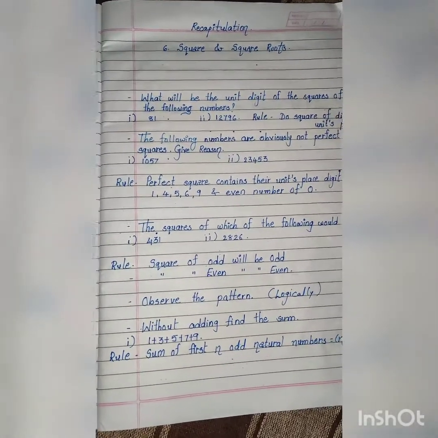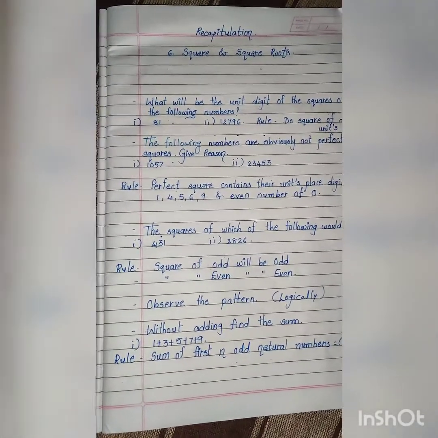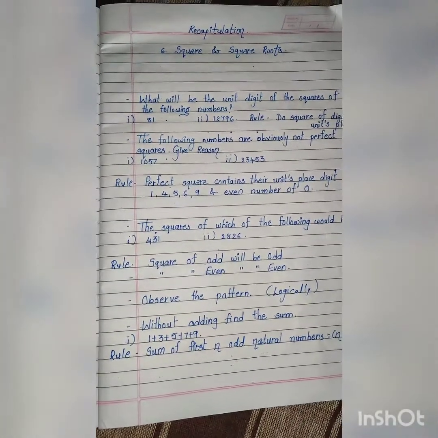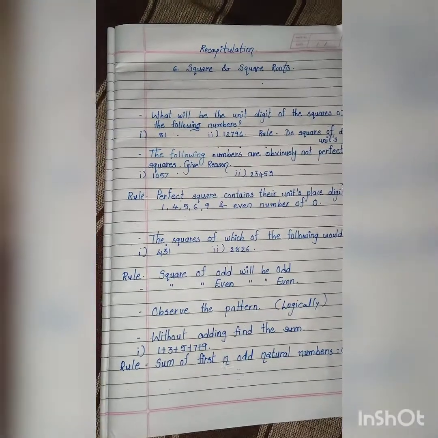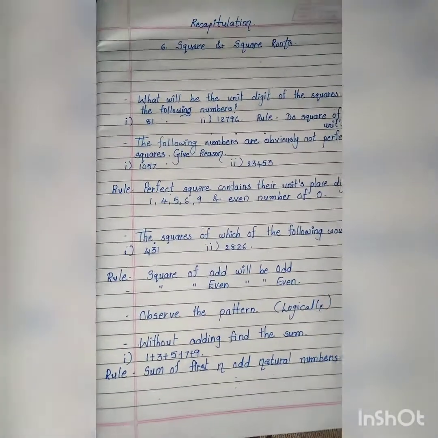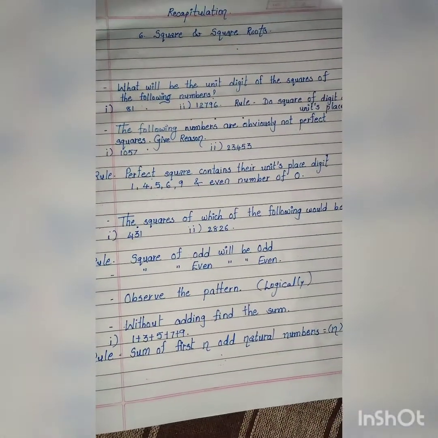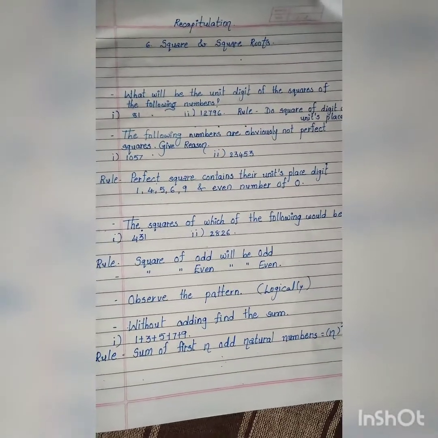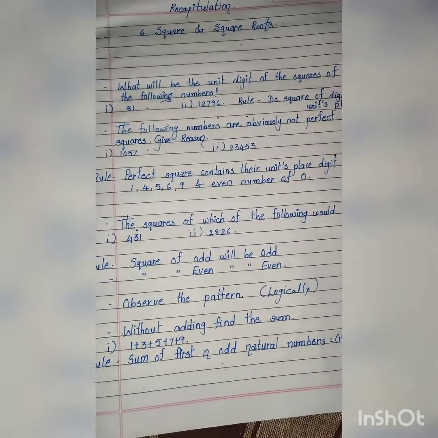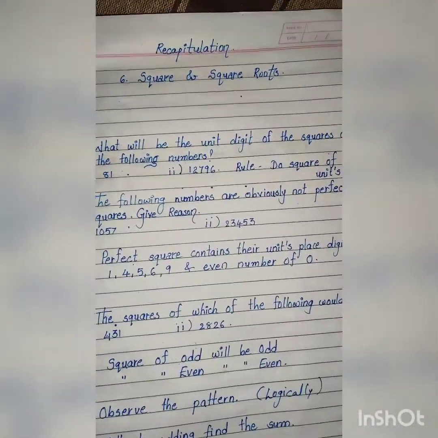As we have completed chapter 7, first we'll see the recapitulation of chapter 6. Let me clear one thing: 6.4 is excluded from chapter 6. Instead of that, I have given you the short trick to find out the square root. Now let's begin with the recapitulation of this chapter.